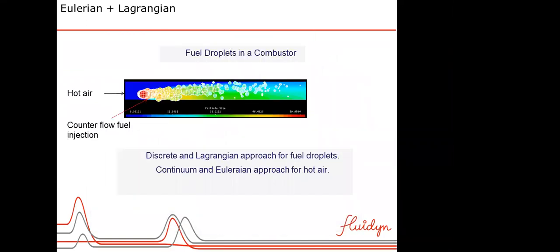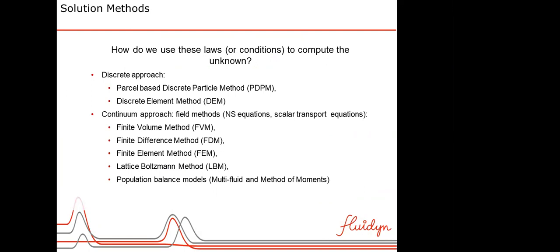This is another example of the same approach. Now, how do we solve this? At this point, I would like to mention some of the methods that are used. How do we solve these equations? The same equations which I have shown can be written in two ways: in a continuum framework, the Eulerian framework, and the Lagrangian framework. The Lagrangian framework is also called a discrete approach because here the phase is assumed to be made of discrete particles.